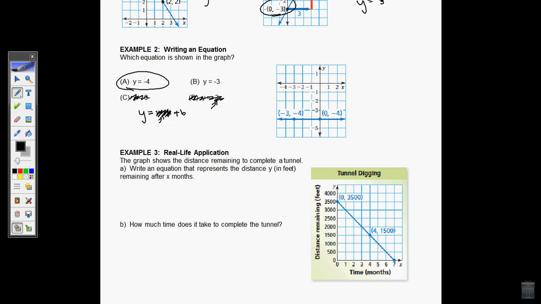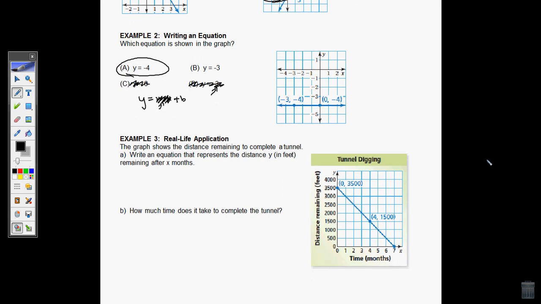Perfect. Now, lastly, our application. The graph shows the distance remaining to complete a tunnel. Write an equation that represents the distance, y, in feet, remaining after so many x months. So basically what this is saying is, when they started, they had 3,500 feet to dig. After a month, they only had 3,000 feet to dig. After 3 months, they had 2,000 feet to dig. After 5 months, they had 1,000 feet to dig. After 6, only 500 feet left, and so on.